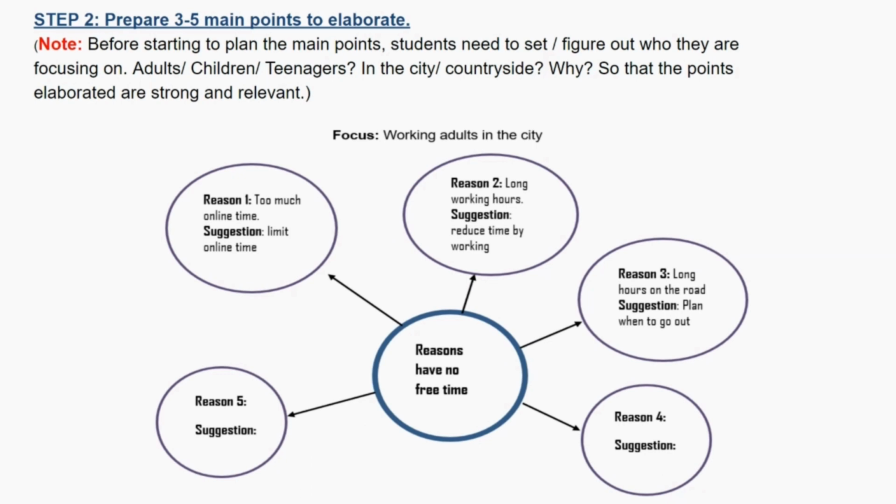The bubble map shows how the plan is done. Come up with 5 reasons. Reason 1, reason 2, reason 3, reason 4, reason 5. And then the suggestion for every reason.